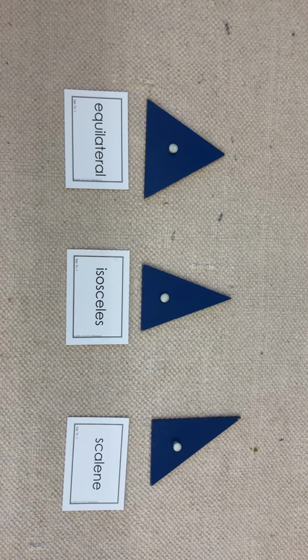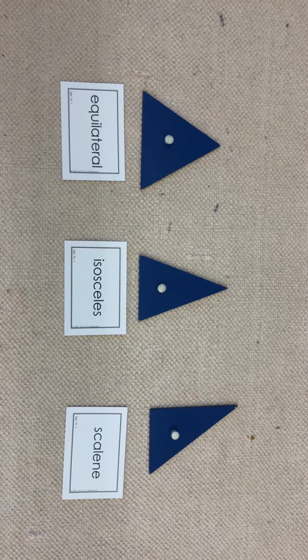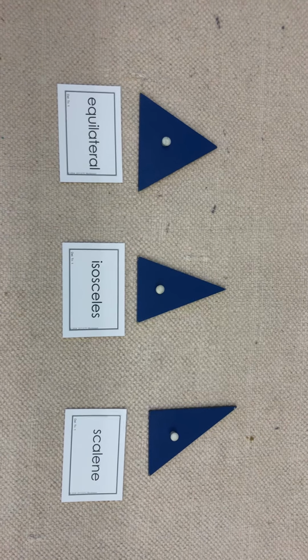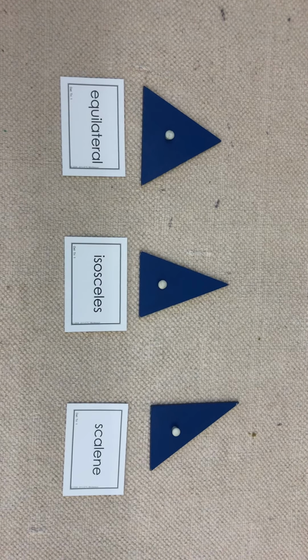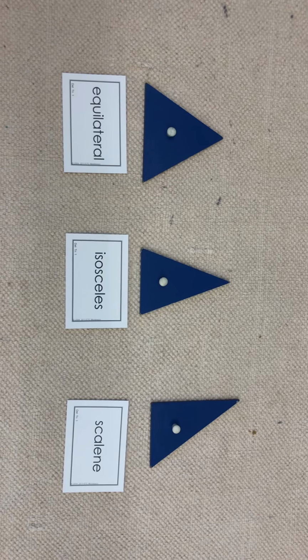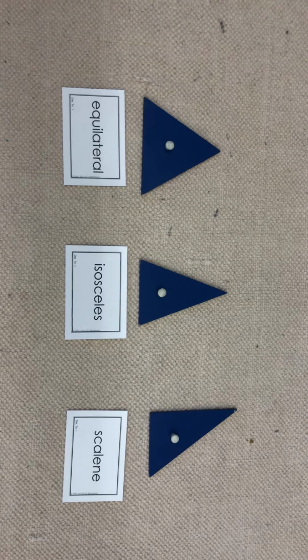We are going to trace the triangles and write the names. So on the front of the note card, you're going to trace or draw the triangle. And on the back of the note card, you are going to write the name and the definition. Let's review them.